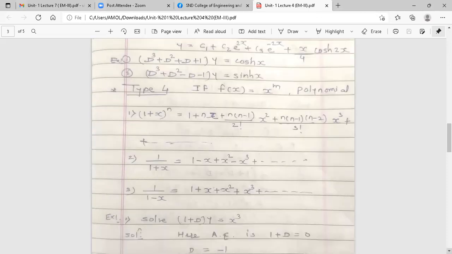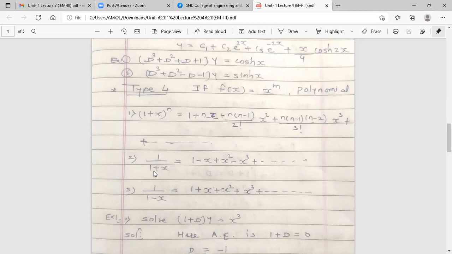Now type 4, or case 4, of the shortcut method to find the PI. What is type 4? When the function is in the form of x raised to m, meaning a polynomial function is there. Now when the polynomial function is there, how do we find the PI? You remember the formula, revise the formula here. (1 plus x) to the power n is 1 plus n x, plus n into (n minus 1) upon 2 factorial into x square, plus n into (n minus 1) into (n minus 2) upon 3 factorial into x cube, and so on up to x raised to n.